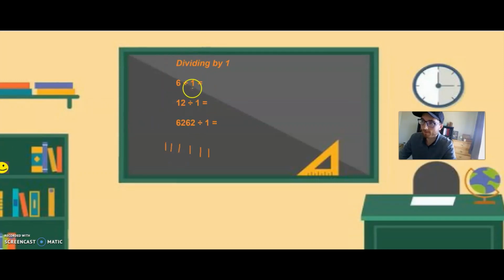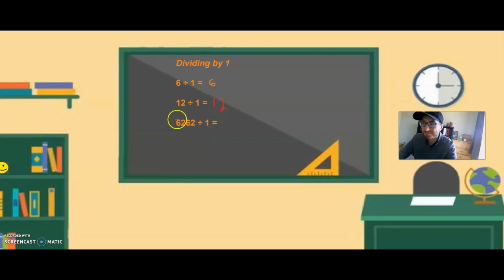Next thing, if you ever see anything being divided by 1, you know the answer is always going to be the same as the initial number. So 6 divided by 1, if I have 6 tick marks here and we're dividing it into one group, we want one group of 6, that's going to be 6. Now 12 divided by 1, 12 in one group is 12.